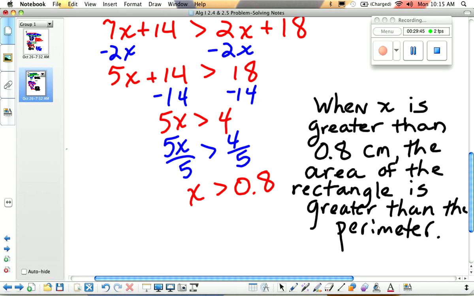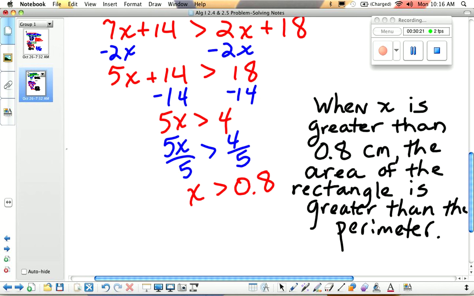Okay, critical thinking question for you on this. Why would it ever matter that the area was greater than the perimeter of a rectangle in real life? I mean, are we just doing this because they just love to throw word problems at us and see if we can tackle them and get a right answer? Can you think of any time it would be useful to know what values of x would make the area of a rectangle greater than its perimeter?